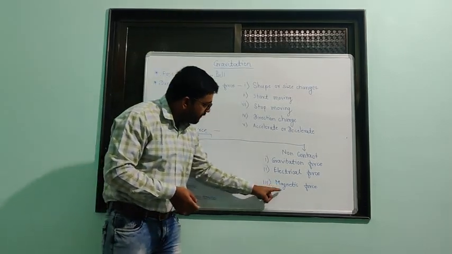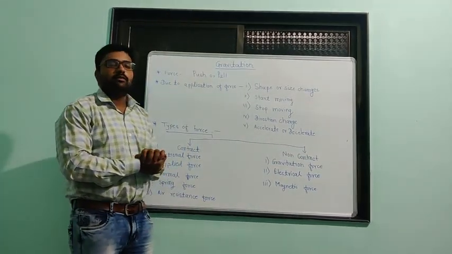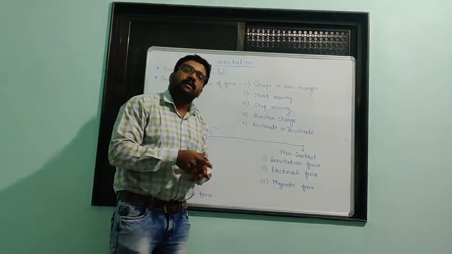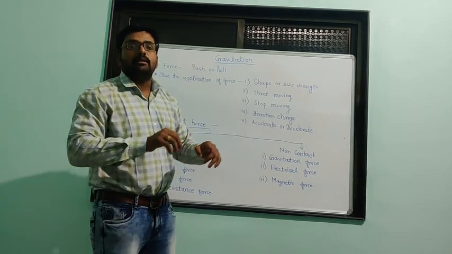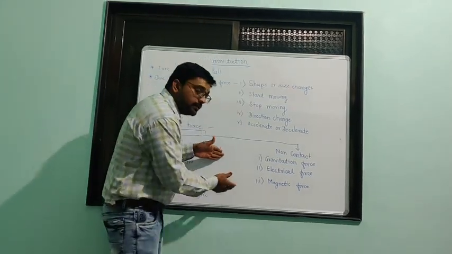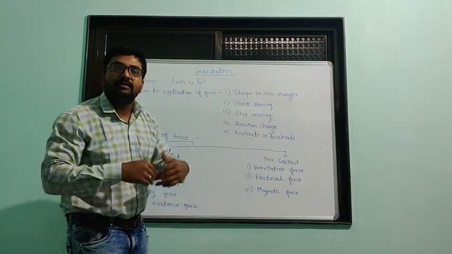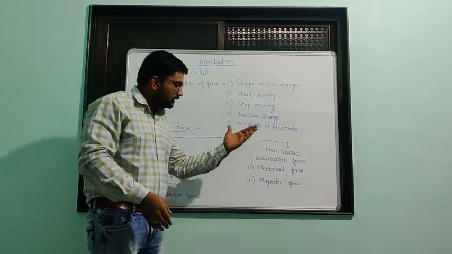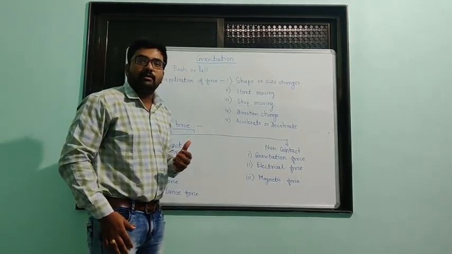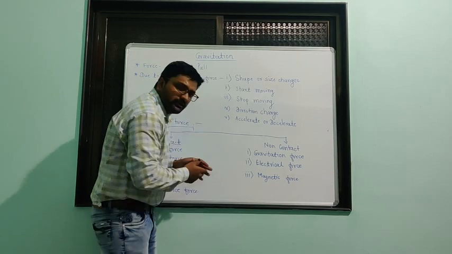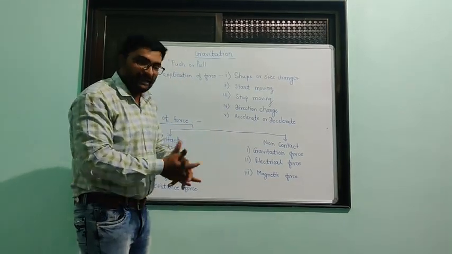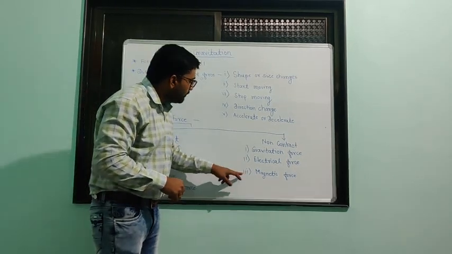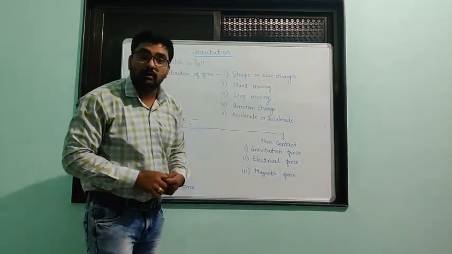And last is magnetic force. We also know that when like poles, north pole and north pole of magnets, come under a certain influence, not direct contact, they repel each other. And when unlike poles, south pole and north pole, come under some influence, not direct contact, they attract each other. So from that we understood that magnetic force is also a non-contact force.